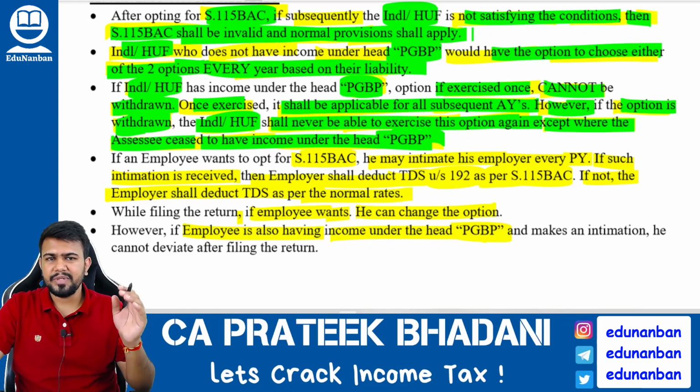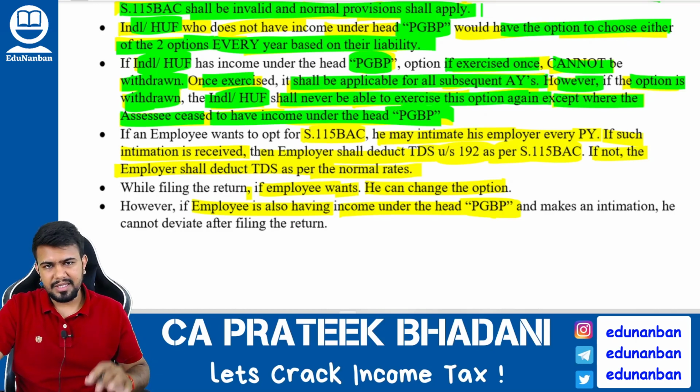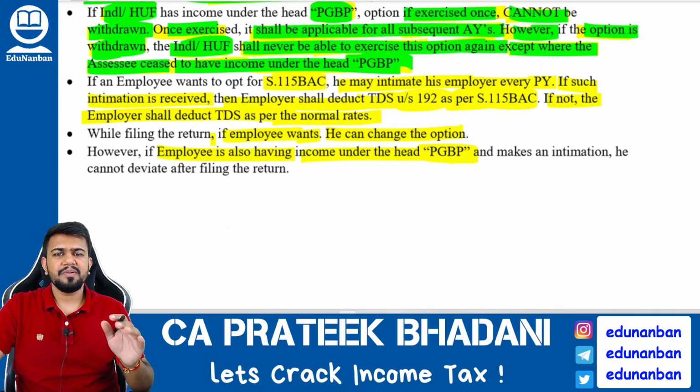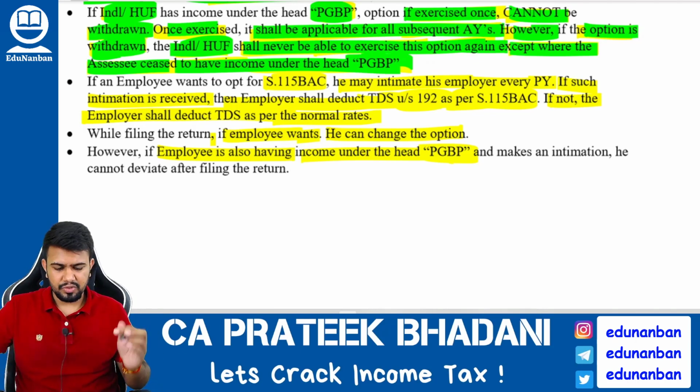Okay, till you have PGBP income. So till the assessee is having PGBP income, he can never take back the new tax regime. If there is no PGBP income, one more time the options will come. Any of the two options can be chosen every year.